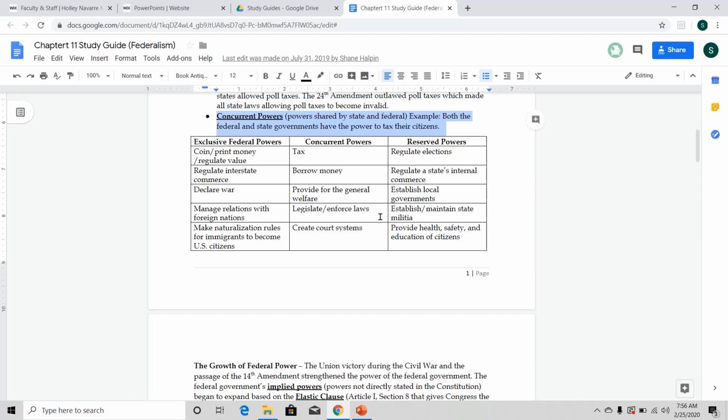Okay, so this chart, like we stated in class, on the left one, we basically wrote the words enumerated powers above exclusive federal powers to be a little more consistent. So the federal government is the one that can actually print the money, and they regulate the value and interstate commerce, the trade. No way could a state ever decide that they're going to declare war. That is simply left for the federal government.